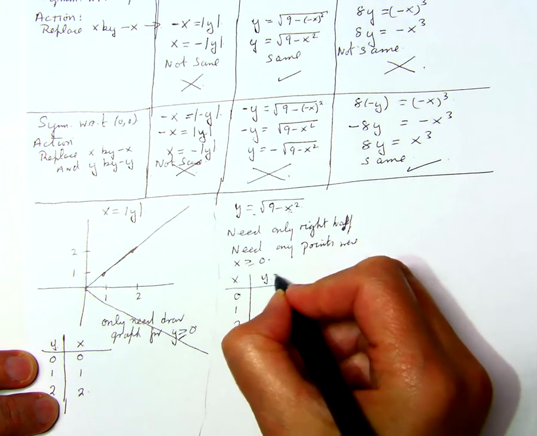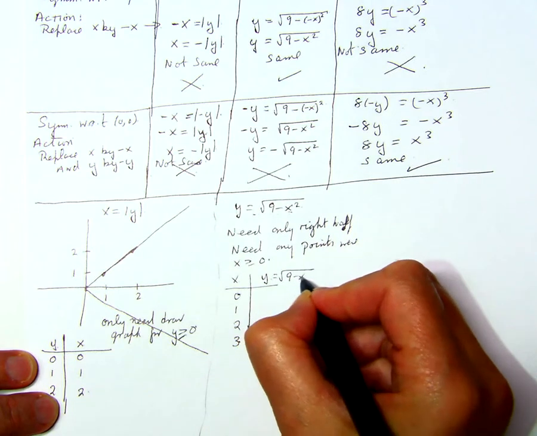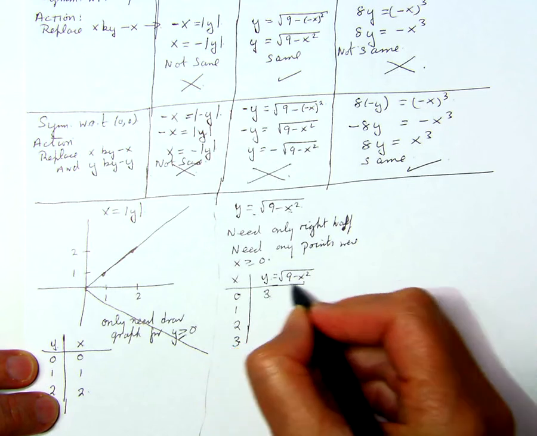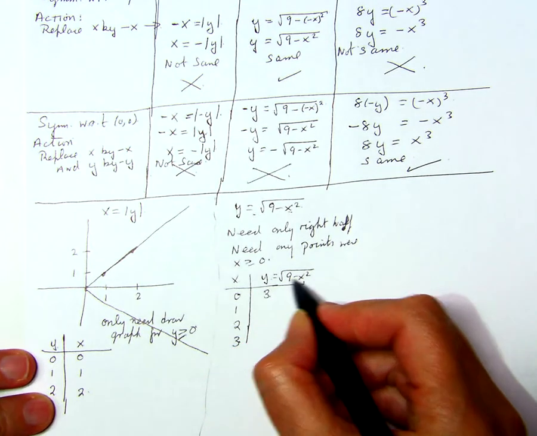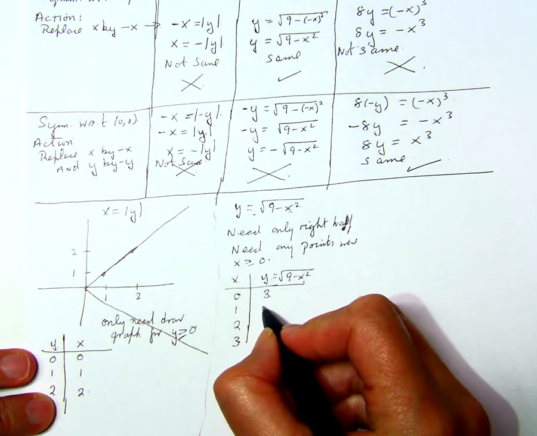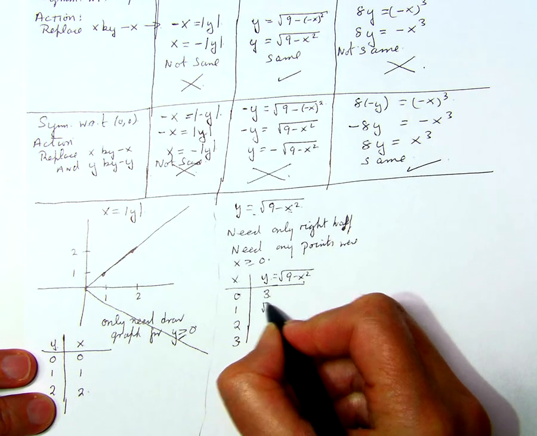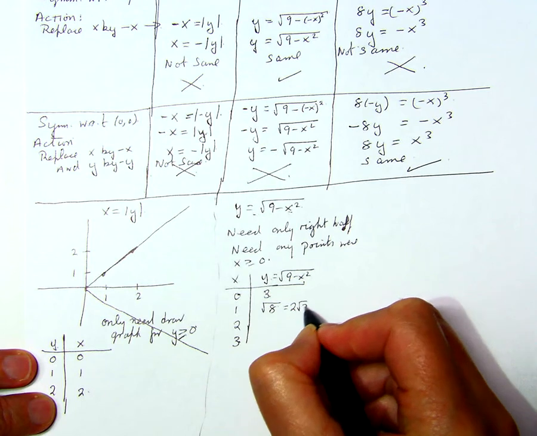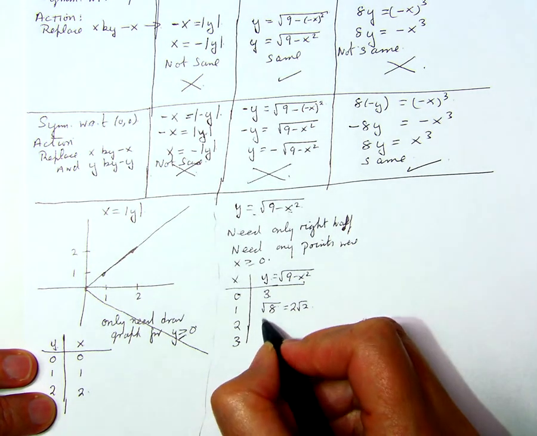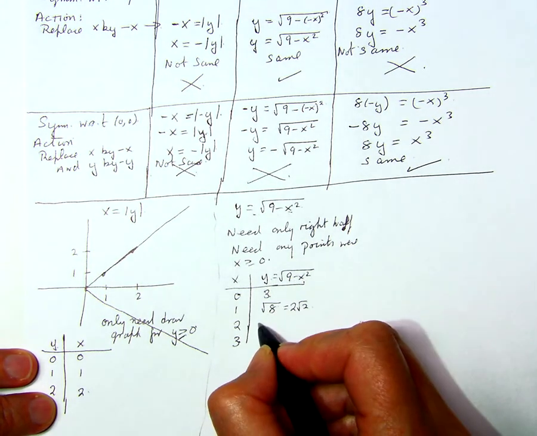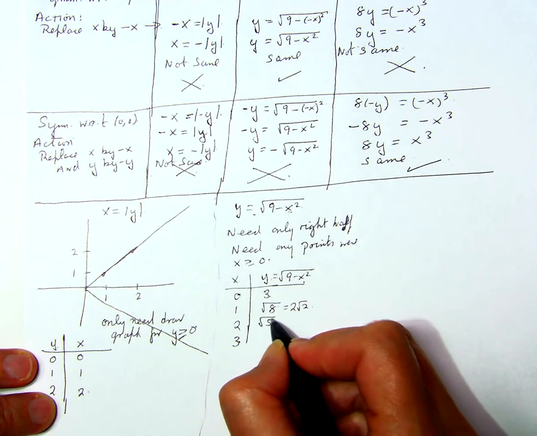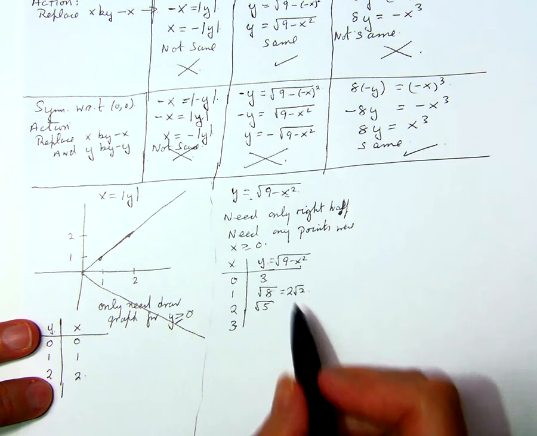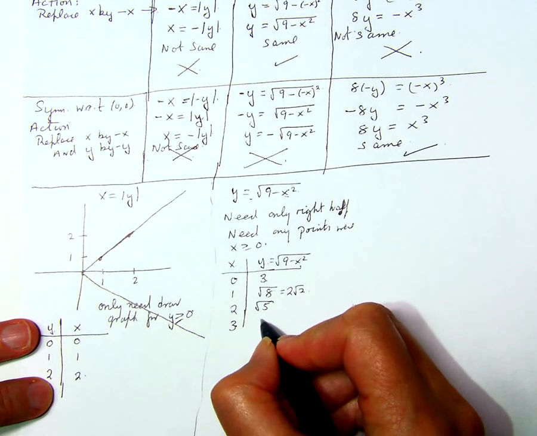And here I have y equals the square root of 9 minus x squared. When x is 0, y equals the square root of 9 minus 0, which is 3. When x is 1, y equals the square root of 9 minus 1, so it's the square root of 8, which is 2 times the square root of 2. When x is 2, I have the square root of 9 minus 4, which is the square root of 5, just a little bit bigger than 2. When x equals 3, I get the square root of 0, which is 0.